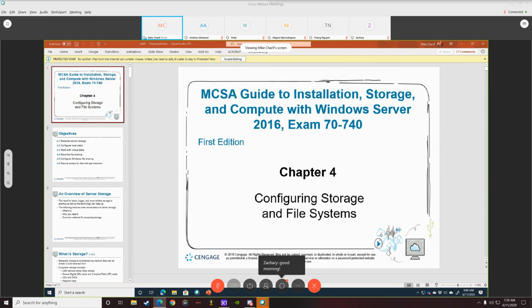Good morning. So we're gonna skip chapter 3 because it's complex and needs a lot of labs. I don't think we can do it. It takes a lot of time. So we decided to go to chapter 4, which is a very important chapter. It talks about configuring storage in file systems.